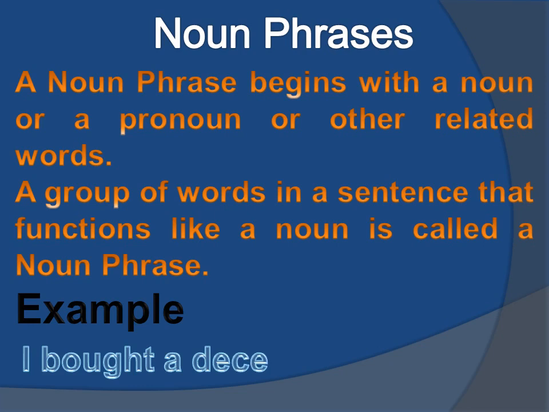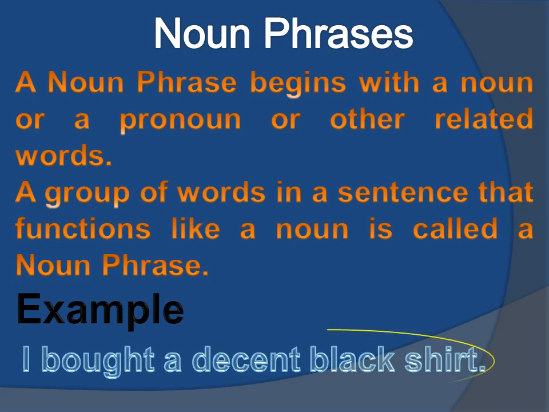I bought a decent black shirt. In this sentence, a group of words that is a decent black shirt. It contains a noun, shirt. A decent black provides a link between the shirt and how it is. So, a decent black shirt is a noun phrase.